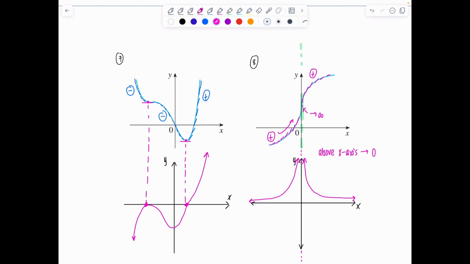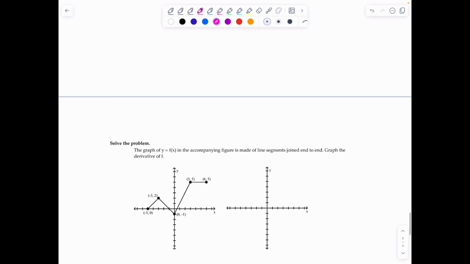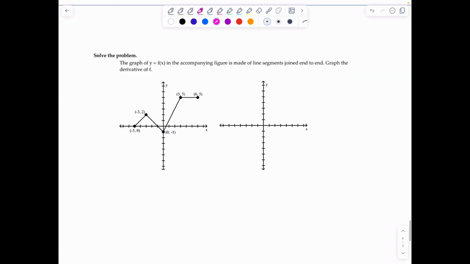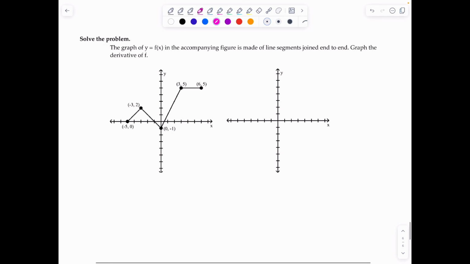Okay, that's better. Good. All right, the last one I've put on an exam many, many times. Here it says the graph of f of x in the accompanying figure is made of line segments joined end to end. Graph the derivative of f. So right here you have f of x, and I'm asking you to graph f prime of x. And I've given you some values so you can actually compute the slopes and not just eyeball everything, okay?